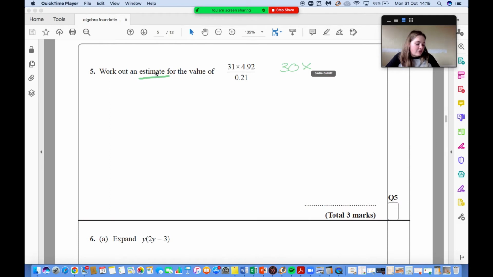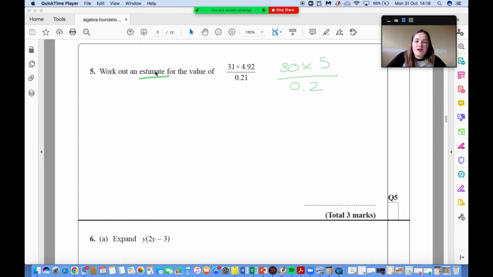4.92 is closer to 5. And then 0.21, we can't round it to 1 and we can't round it to 0 because it's only 0.2. So only 0.21. So 1 is too far away and we can't do nothing because that wouldn't give us a very accurate answer. So instead, rounding that to one significant figure would be 0.2. Again, if you're not sure on significant figures, you need to go and watch the video on that.